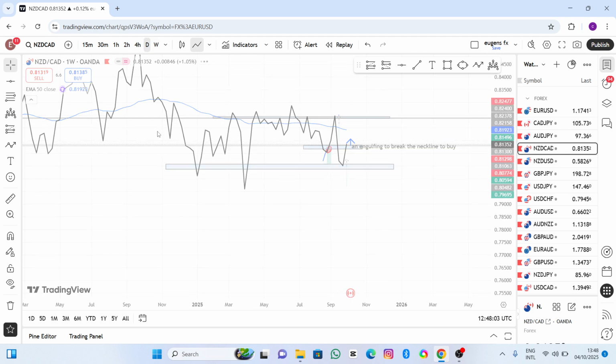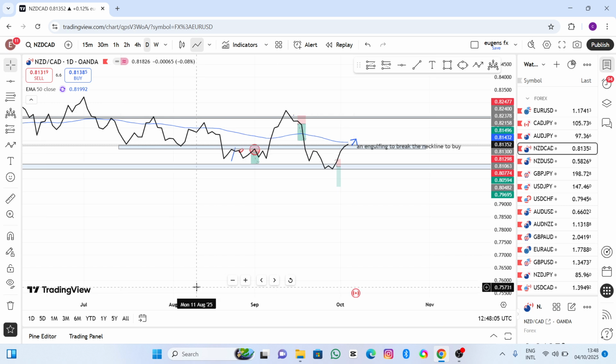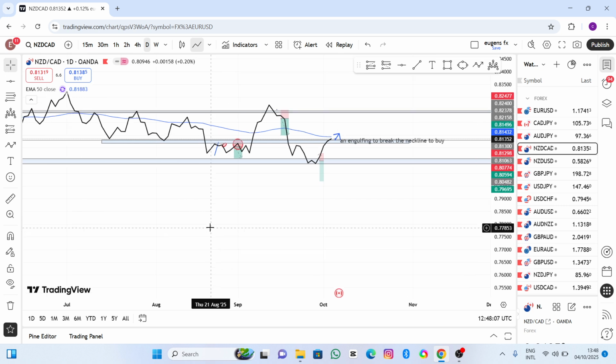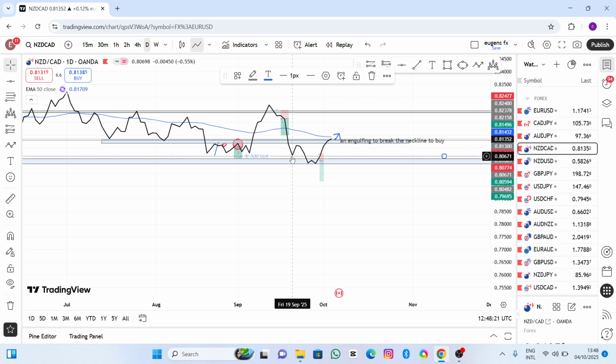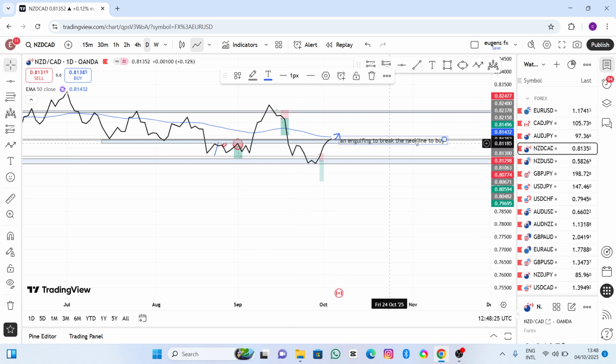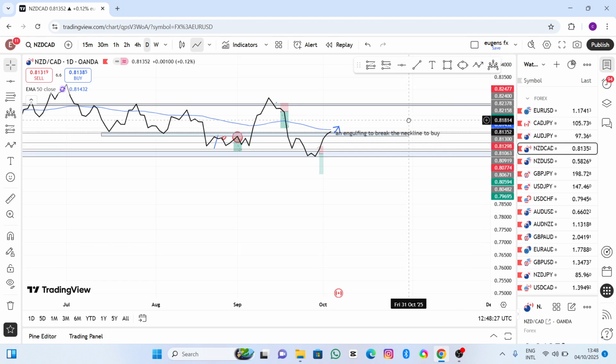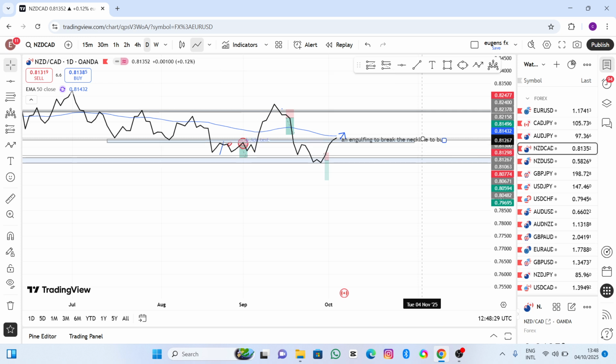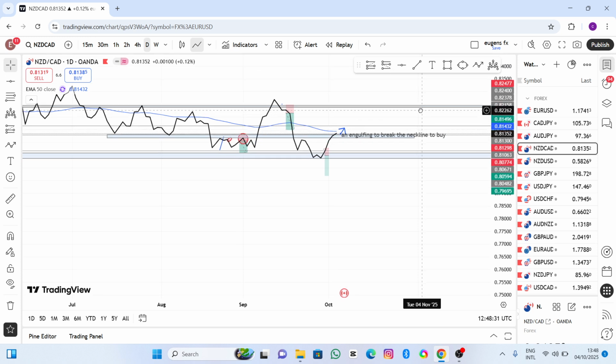So now let's go down to the daily. So the weekly is bearish. Now the daily is actually bullish now. Let me show you why. So the daily, let's continue. Market is technically bearish around here, right? The lower low and the lower high.